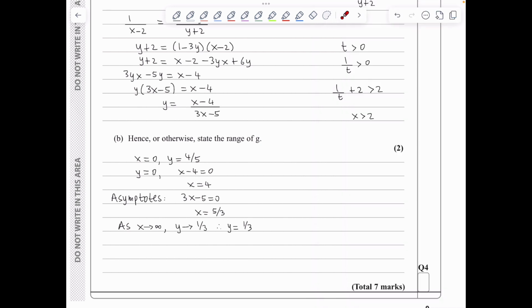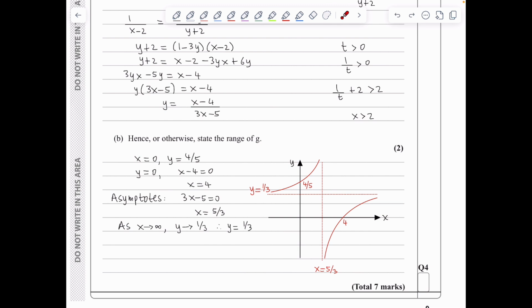This means I can proceed with sketching my curve. We've got the axis here. We've got asymptotes at x is 5 over 3 and y is a third. We know we are cutting the y-axis at 4 over 5, so somewhere here. We're cutting the x-axis at 4, so somewhere here. So the graph should look something like this.